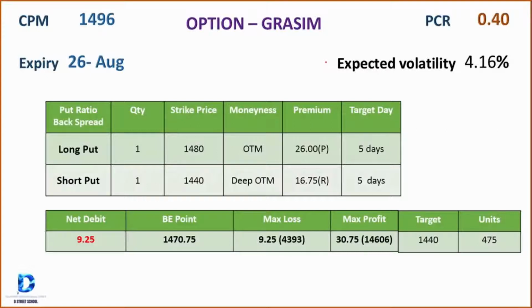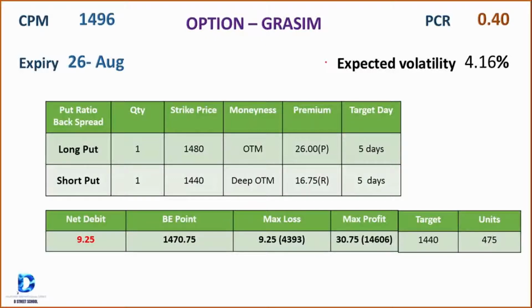GRASIM India, current market price 1,496. Expiry date would be August 26. As we said, our expected volatility for the next 5 days would be 4.16%, based on historical volatility. This is a two-leg option strategy. One is a long put. The strike price I selected is 1,080.